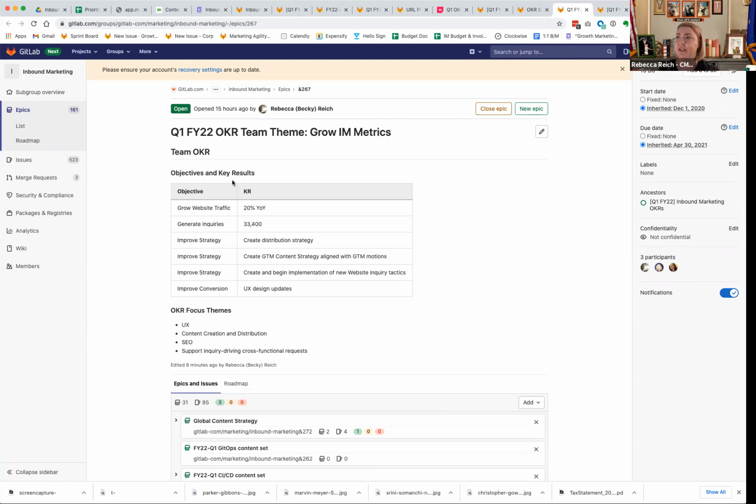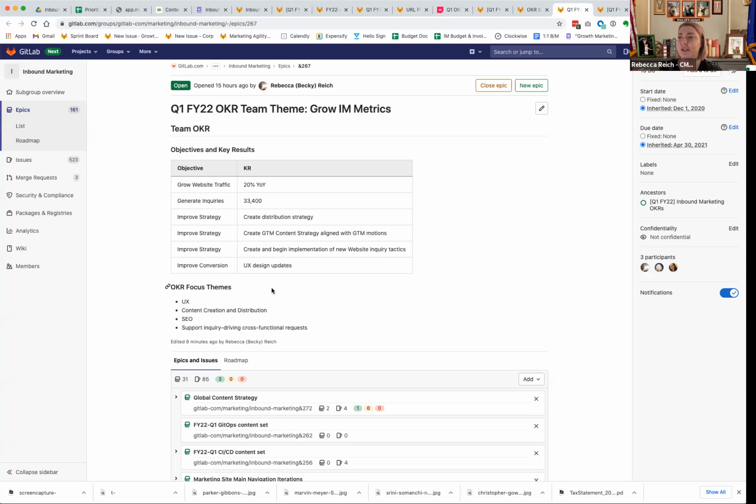So when you go in here to grow IM metrics as a good example, the way I've done this, which is different, is we have the objectives and key results here. And so all the projects that you see under here are based on this. So we have the objective and the key results. So grow website traffic and generate inquiries is under one epic. So these are two OKRs.